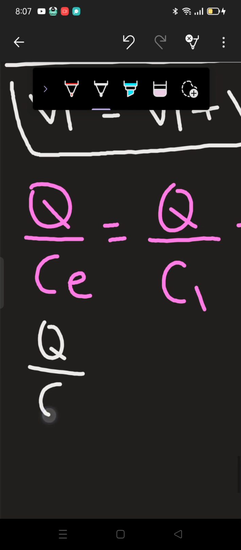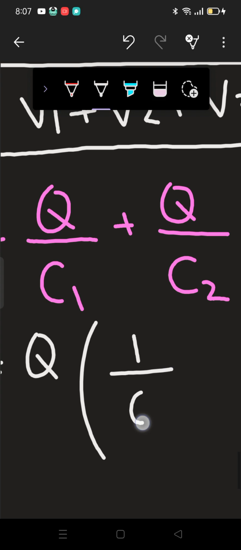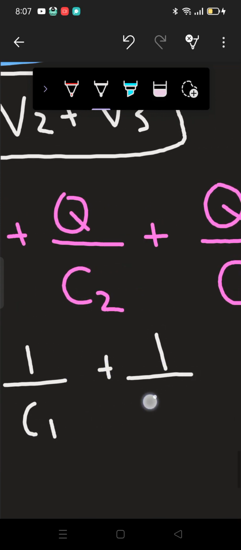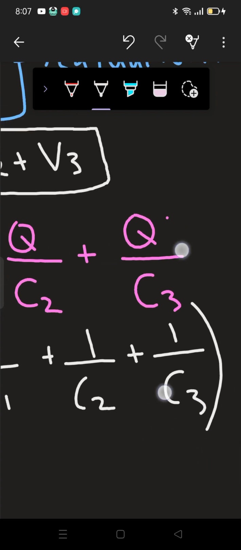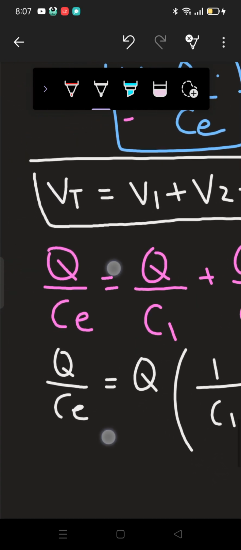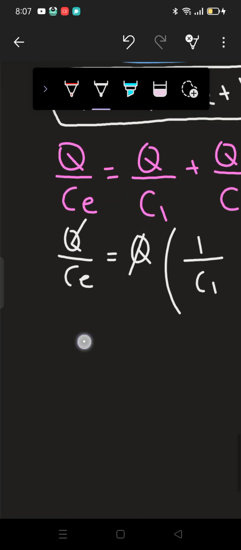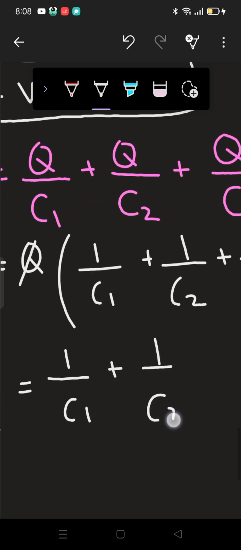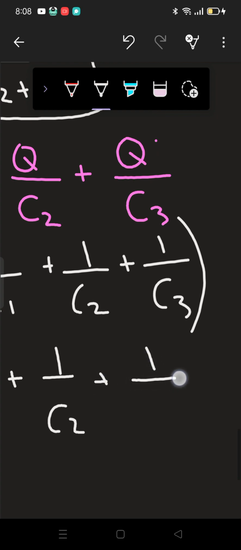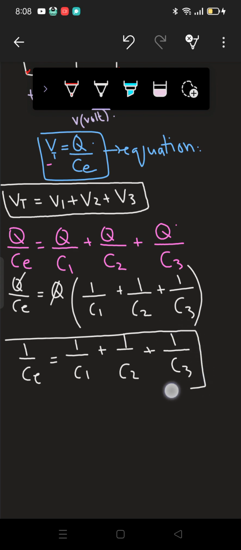Q per unit CE equals Q, charge common, times 1 upon C1 plus 1 upon C2 plus 1 upon C3. Now see, the charge cancels with this charge. So 1 upon CE is equal to 1 upon C1 plus 1 upon C2 plus 1 upon C3. Alright, which means this is how we get our equivalent capacitance.